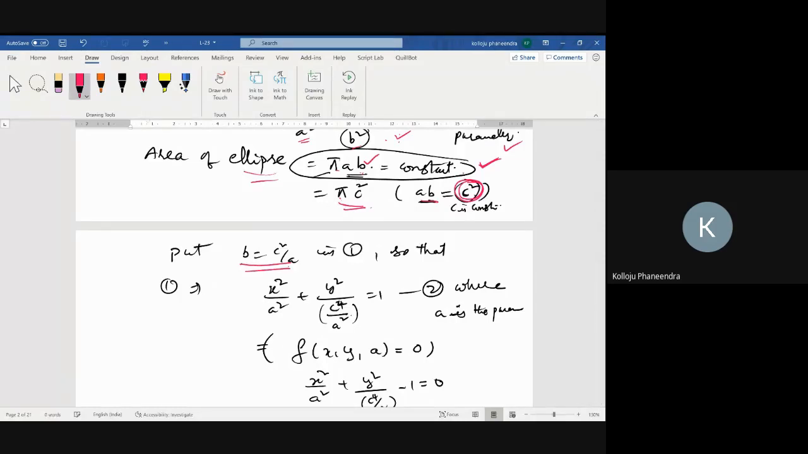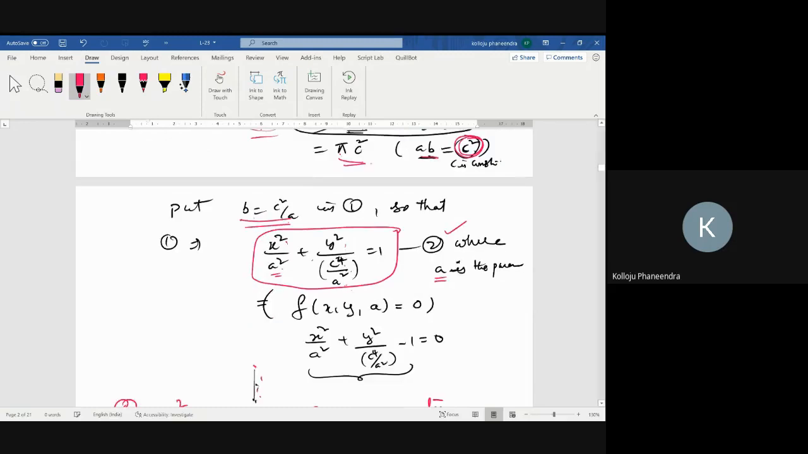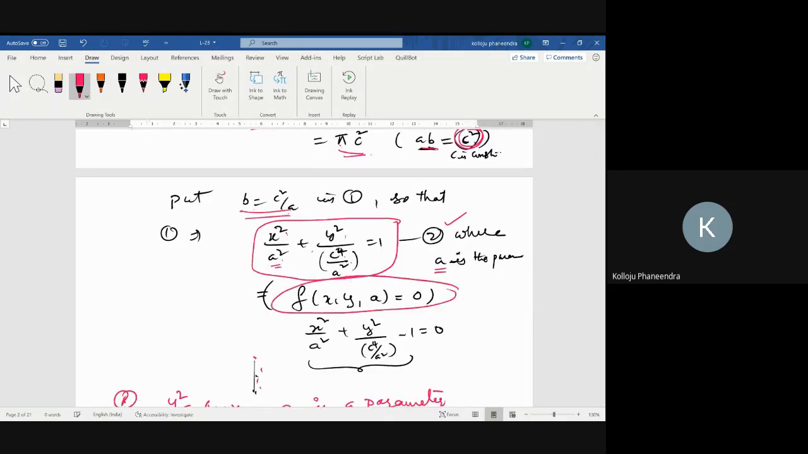Now substitute this, eliminating b from the ellipse equation, x square by a square plus y square by b square. b square becomes c power 4 by a square. Now this is my equation having how many parameters? Only one parameter, a. That means my equation is now f of x, y, a equals 0. That is x square by a square plus y square a square by c power 4 minus 1 equals 0.